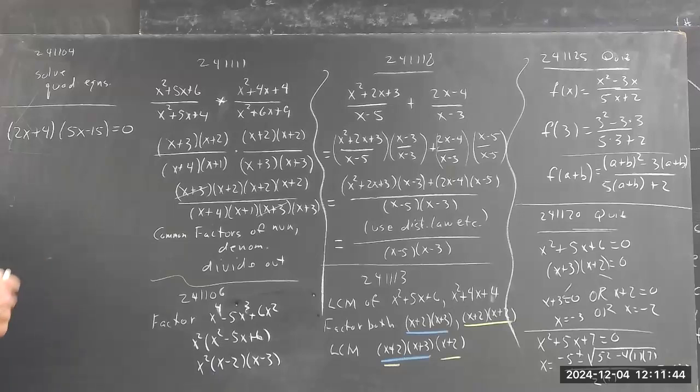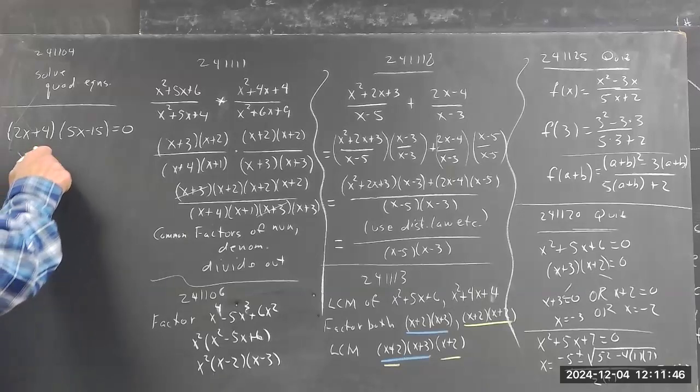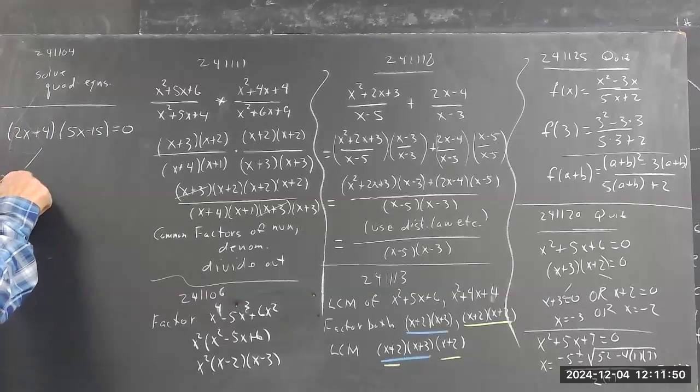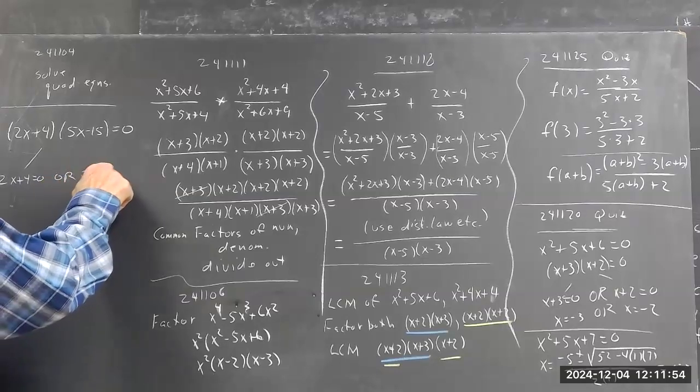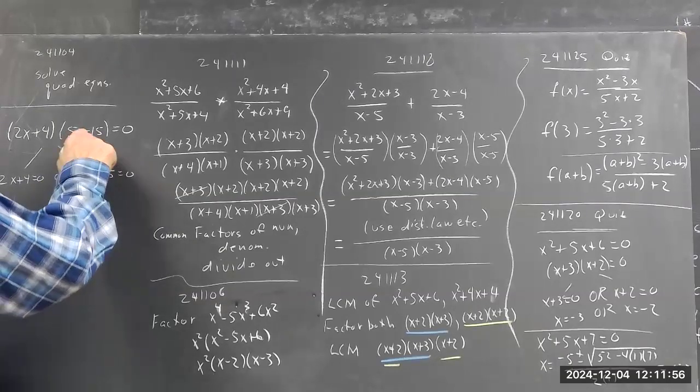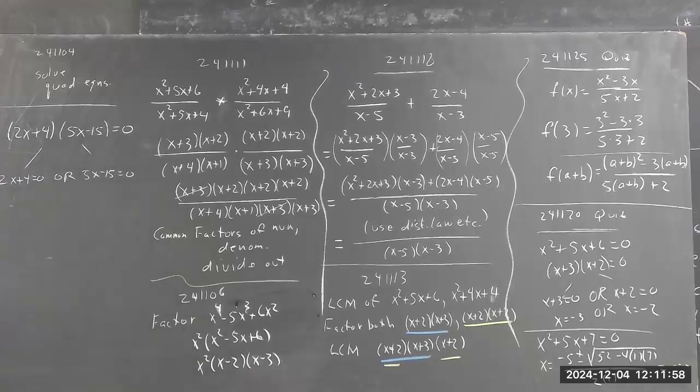What we're trying to get used to is the zero product property. This is going to be 0. 2x plus 4 is 0, or 5x minus 15 equals 0. So you get two solutions, and of course, you can easily solve both of these equations. x is negative 2 or x is 3.